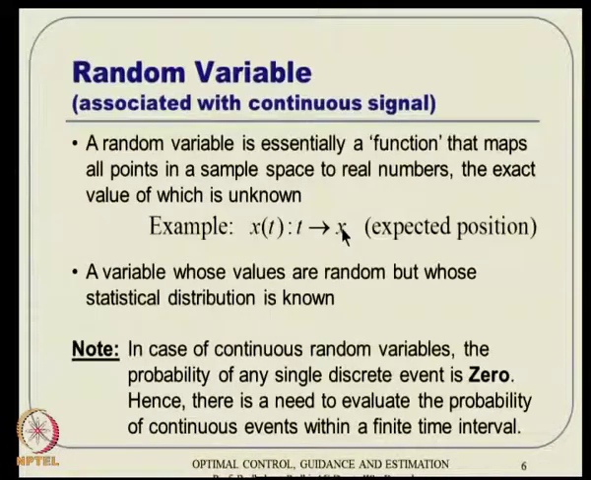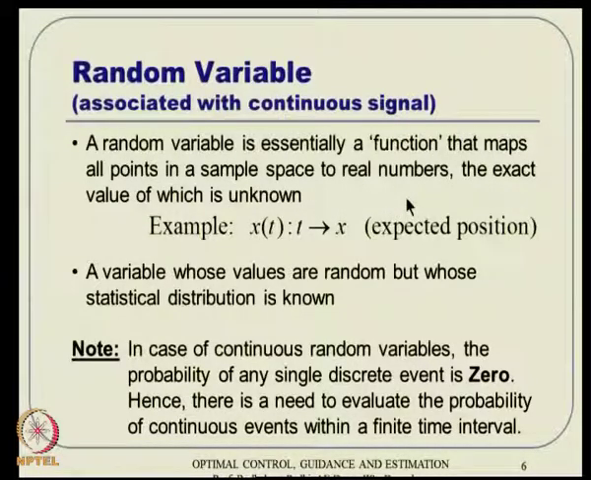What you are really interested in systems theory is typically something associated with continuous signals. When we talk about x dot equal to some f of x, u and things like that, then x of t is a continuous variable. So, what if those things are randomly varying? In that sense, you can define something called a random variable, and a random variable is essentially a function. Remember this, it is a function that maps all points in a sample space to real numbers. But the exact value of the real number is not known.